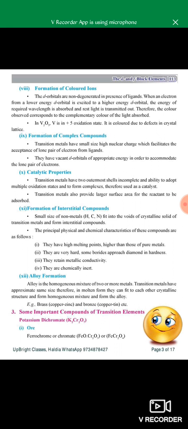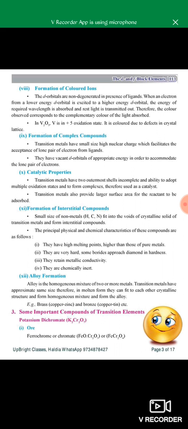The tenth property is the catalytic property. They have two outermost shells incomplete and the ability to adopt multiple oxidation states and form complexes, and these are used as catalysts. Transition metals also provide a larger surface area for the reactants to be adsorbed in the catalysis process.